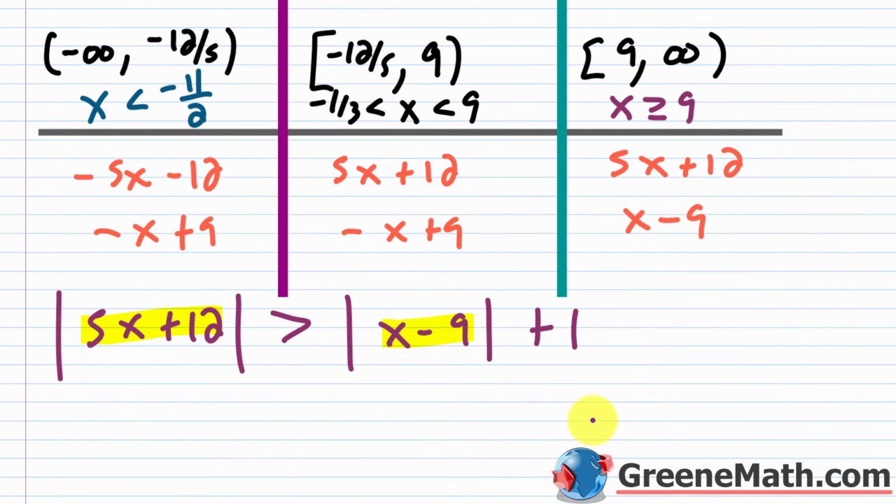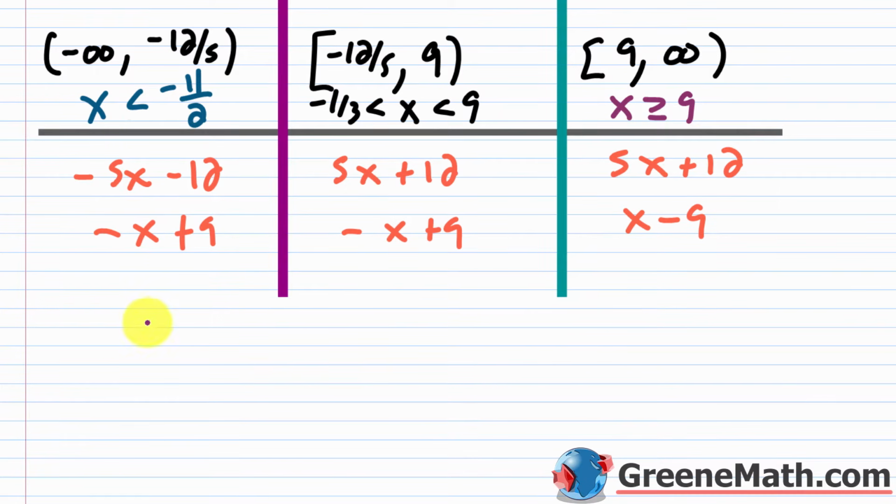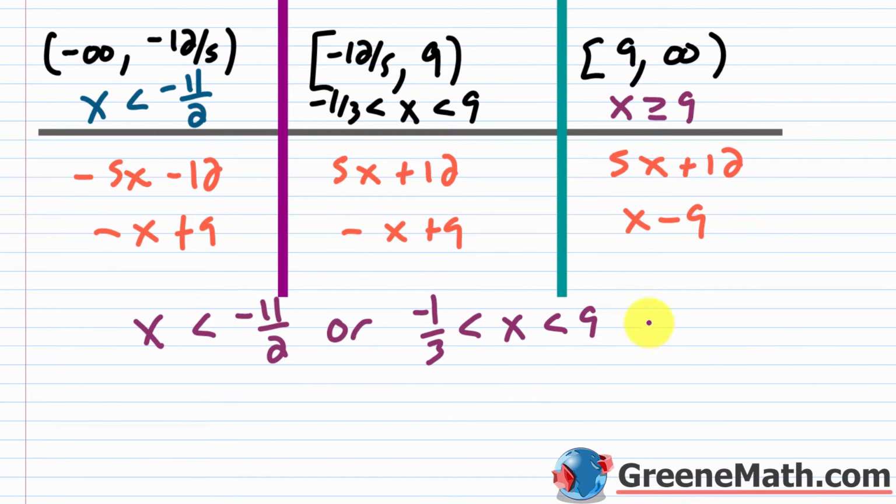Okay, so let's put our solution together. And this is where people get confused. Let me erase this so I have some room. So I'm going to start with x is less than negative 11 over 2. That's easy. Then you're going to go or. This is where it gets complicated. So you have x is greater than negative 1/3 and less than 9. Then you have or again. You have x is greater than or equal to 9.